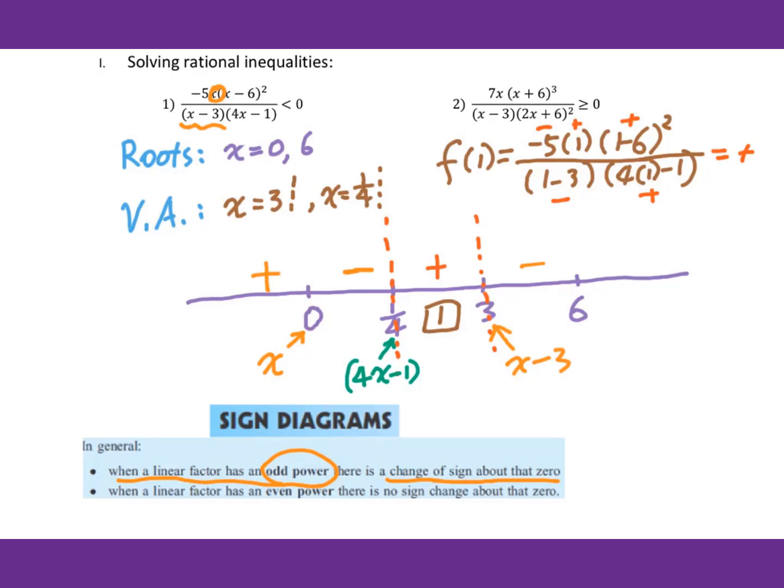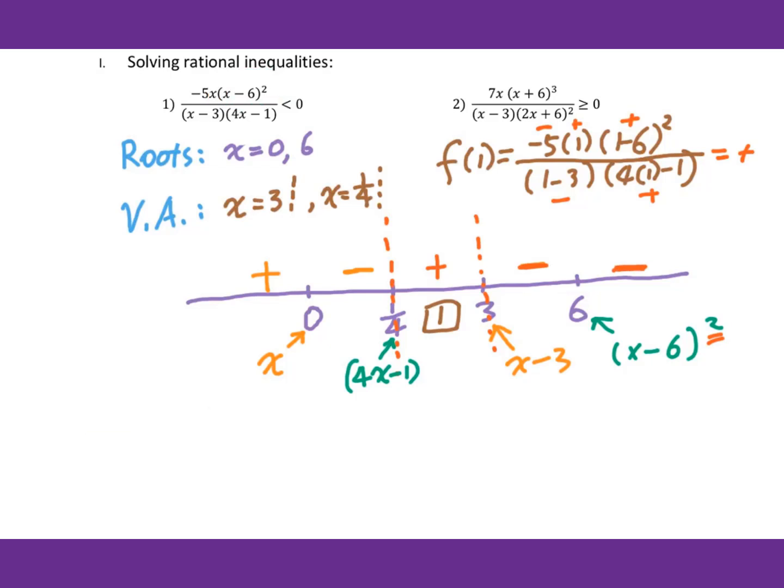Look at the 6. How do you get this 6? You get it from the factor (x minus 6) squared. Since the exponent is 2, which means even power, there's no sign change about that zero. This means the neighbor interval has the same sign. So since this part is negative, this will be negative.